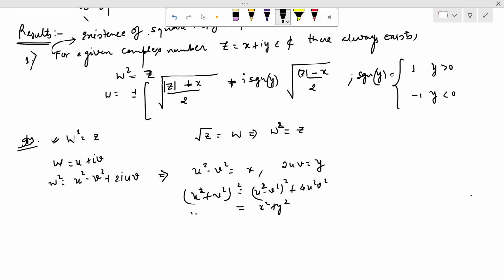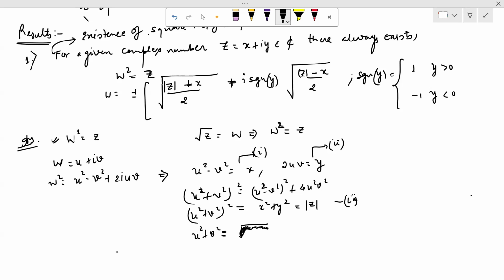So u square plus v square, whole square, is equal to x square plus y square, which is equal to the modulus of z, squared. From here, u square plus v square is equal to modulus of z. This is equation number 3, you can say. This you write as equation number 1, and this you write as equation number 2.